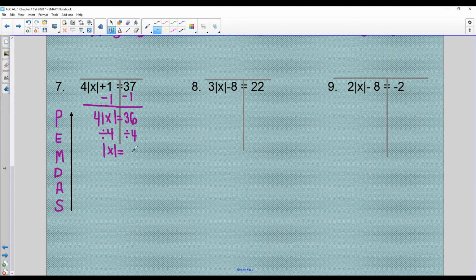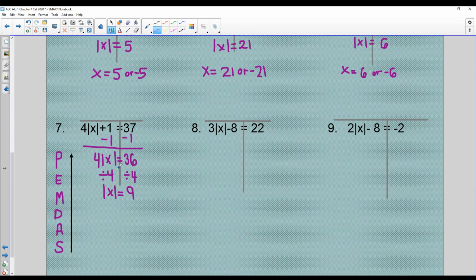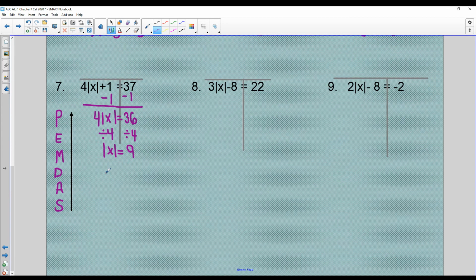Now, are we done at this point? The answer is no, because we still have to say what numbers have an absolute value of 9. And hopefully you're just excited to do what we did up here before, where you say x equals 9, or what? Negative 9. All right, so we had an extra step. Wasn't the end of the world. Just felt like it.